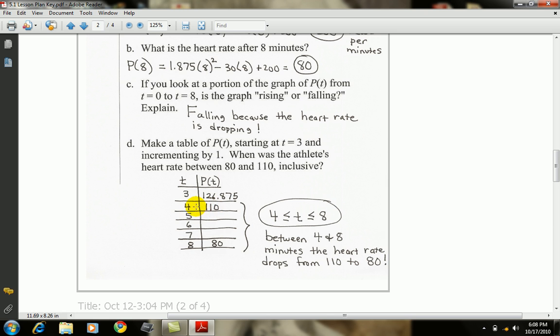Well, it was 110 at time 4 seconds, or actually minutes, and it was 80 at 8 minutes. So what t values in our chart gave us numbers between 80 and 110. Those would be t values between 4 and 8. And you could write it in English. Between 4 and 8 minutes is when the heart rate drops from 110 to 80. Or an algebraic way to write it is using an inequality. 4 is less than or equal to t is less than or equal to 8.